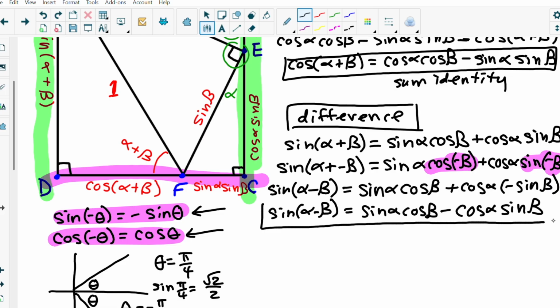This is our sine difference identity. So this is our difference identity.